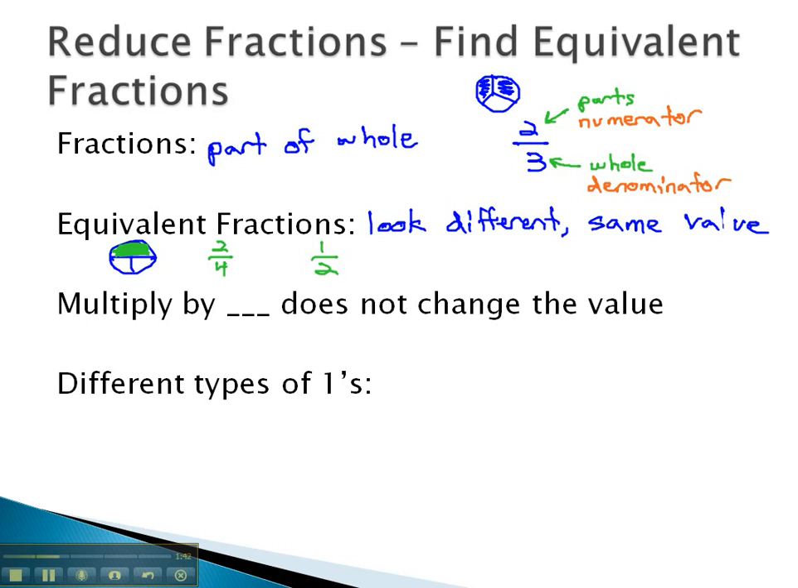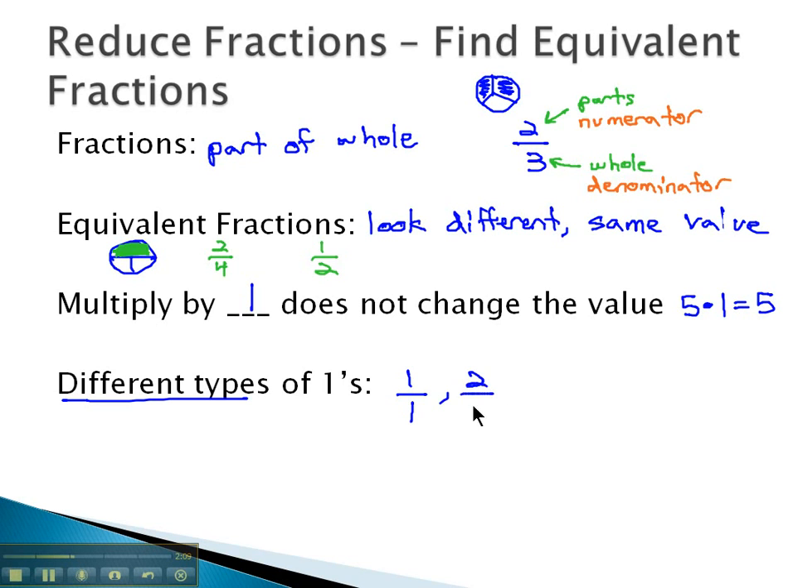The way we can find these equivalent fractions is we multiply by 1, because multiplying by 1 doesn't change the value. If I take 5 and multiply by 1, the answer still is 5. The advantage of this is there are many different types of 1s. We could write 1 over 1 as a fraction, and if we were to divide, because a fraction bar means to divide, 1 by 1, we end up with 1.